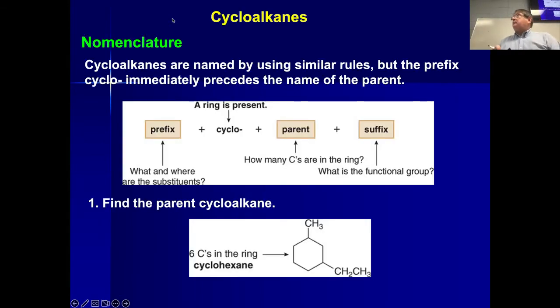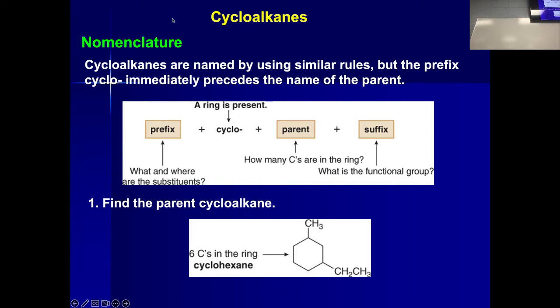Now, cycloalkanes. So we can make alkanes and we can make cycloalkanes. Here's an example of a cycloalkane. Don't worry about the colors yet, okay? These are just hydrogens. These are 6 carbons all put together. It's easy to see why it's cyclo. It's a cycle, right? It's a ring, okay? So these rings are called cycloalkanes.